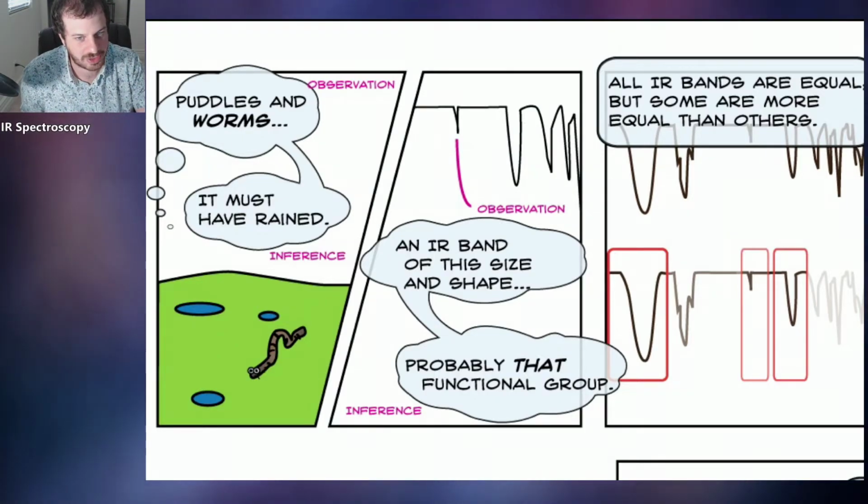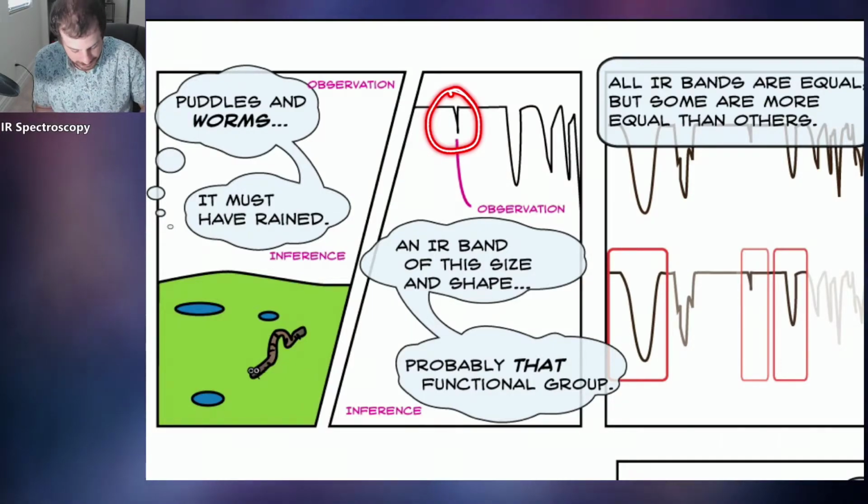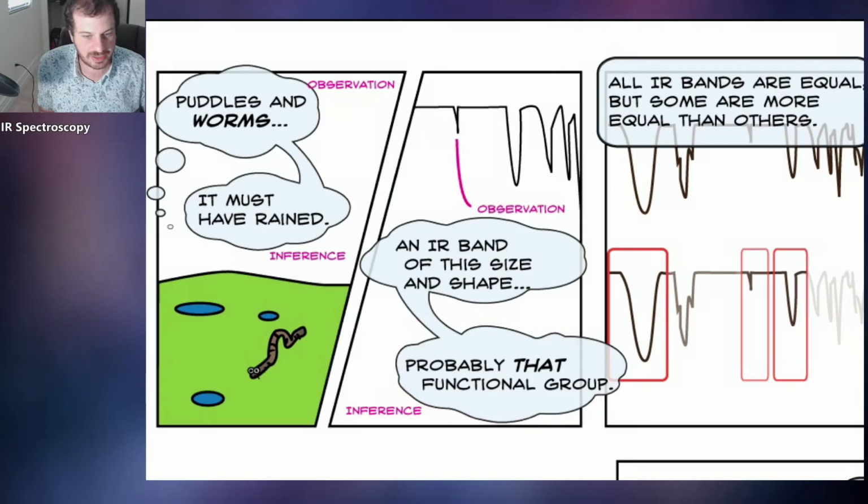Interpreting an IR spectrum is the same way. Instead of seeing puddles and worms, we'll see an IR band, which is another word for a peak in the IR, of a certain size and shape. And then that leads us to say it's probably that functional group, because that's what IR spectroscopy tells us. It tells us which functional groups are inside of our molecule. It tells us our molecule has an alcohol, our molecule has a ketone, our molecule has an amide. So of course, it's really important to know all the different functional groups. You should already know that by now.